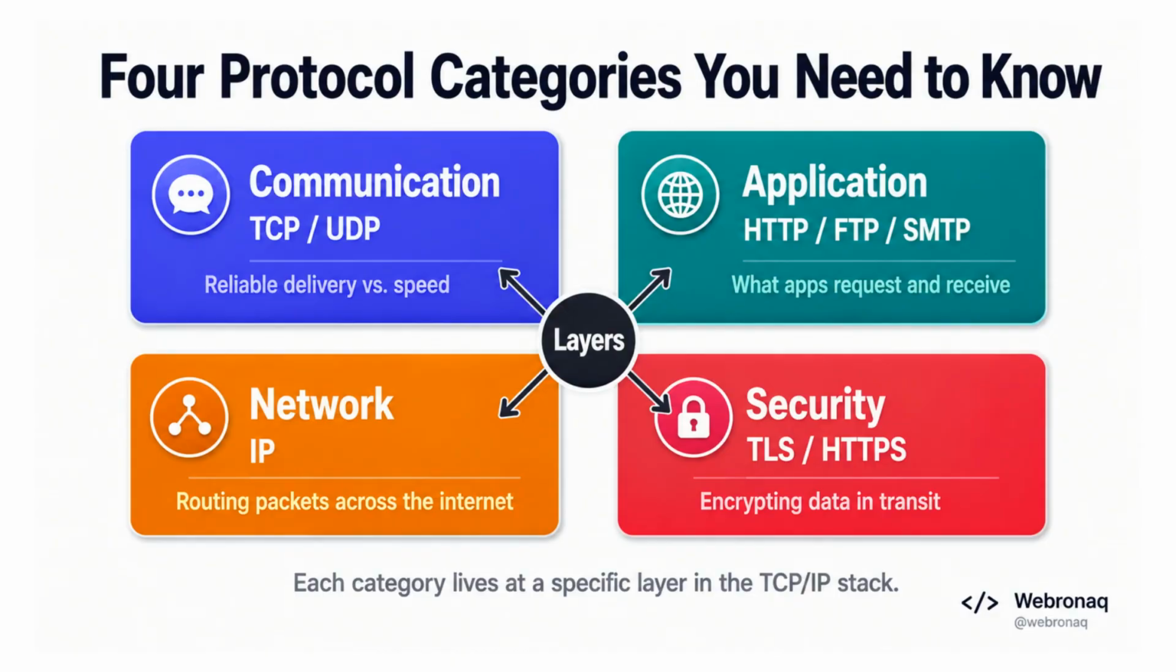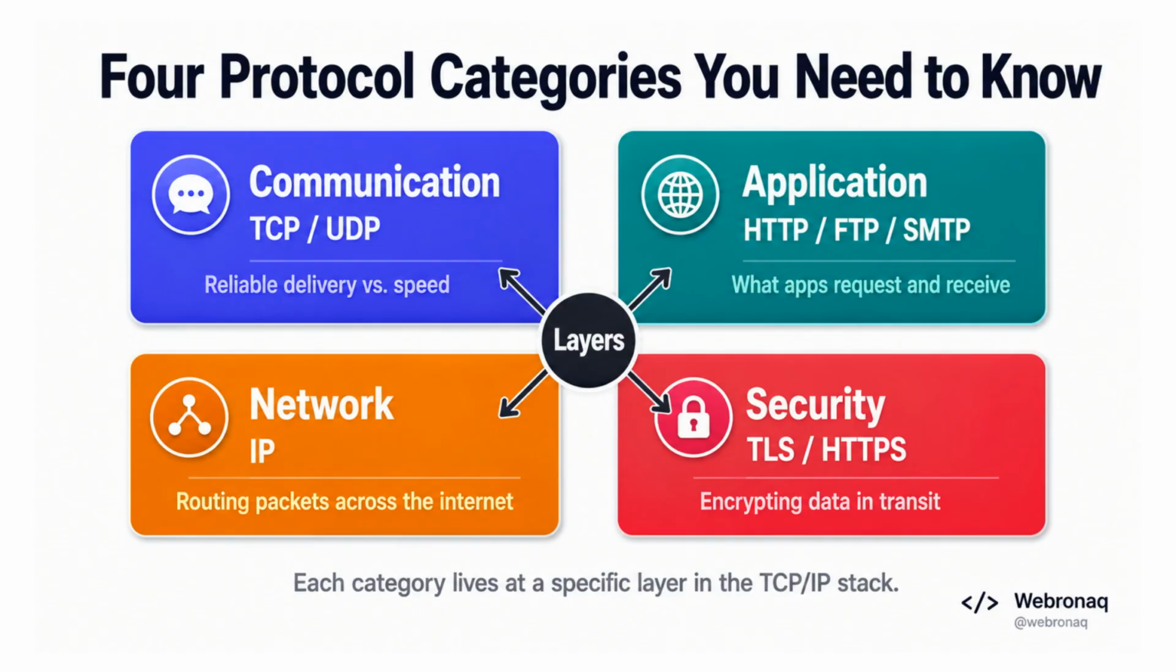Here is the interesting part. Protocols cluster into 4 main categories, each doing a distinct job. First, communication protocols like TCP and UDP operate at the transport layer. They decide whether delivery is guaranteed or fast. Second, application protocols like HTTP, FTP, and SMTP sit at the top layer and define what content is requested and how it is structured. Third, the network protocol, IP, handles routing. Every packet on the internet carries an IP address, so routers know where to send it.